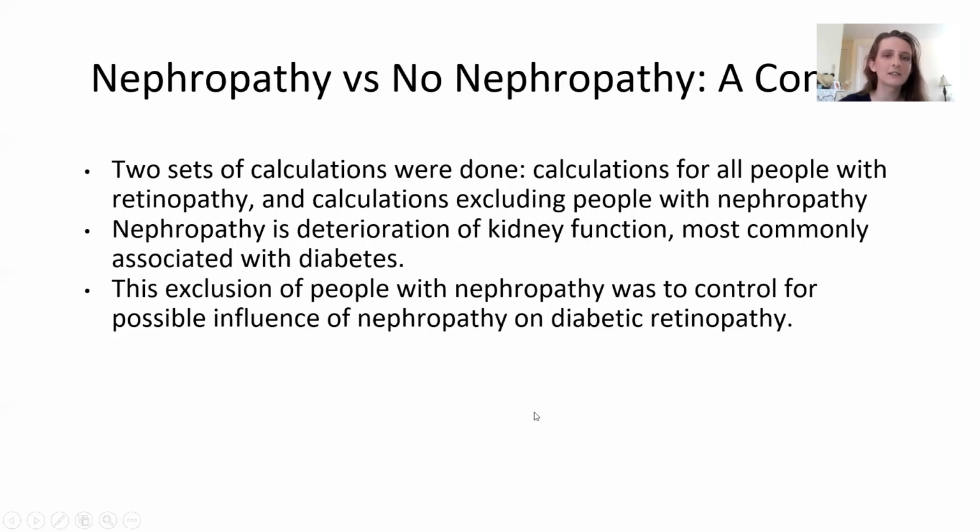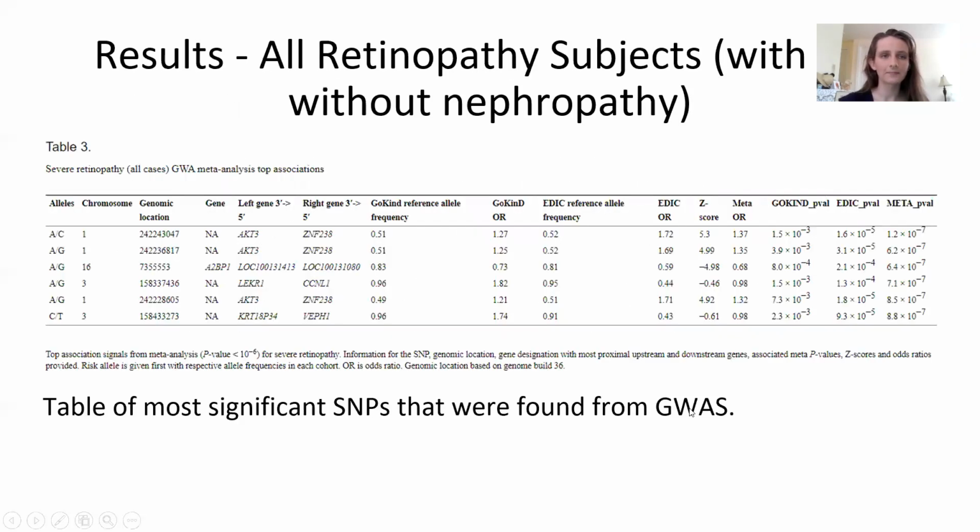Also, for the calculations, we had a control group. Two sets of calculations were done. There were calculations for all people with retinopathy, and then there were calculations excluding people with nephropathy. Now, nephropathy is a deterioration of kidney function, which is most commonly associated with diabetes. This exclusion of people with nephropathy was to control for the possible influence of nephropathy on diabetic retinopathy.